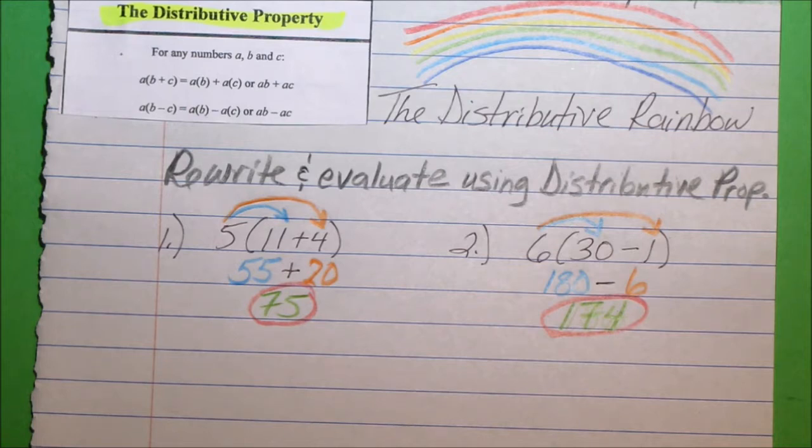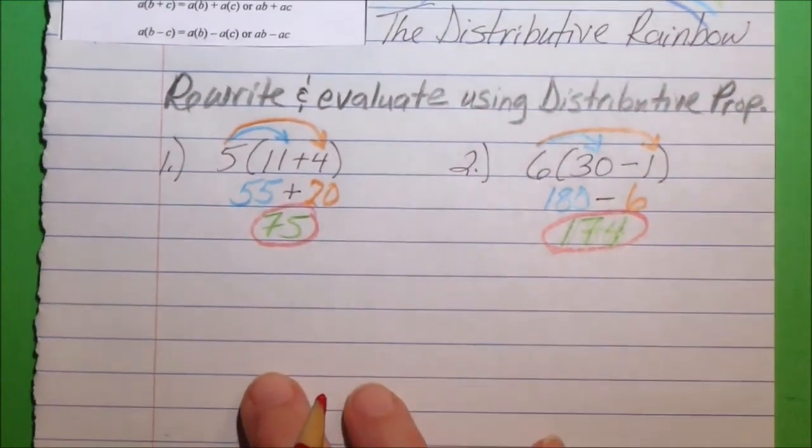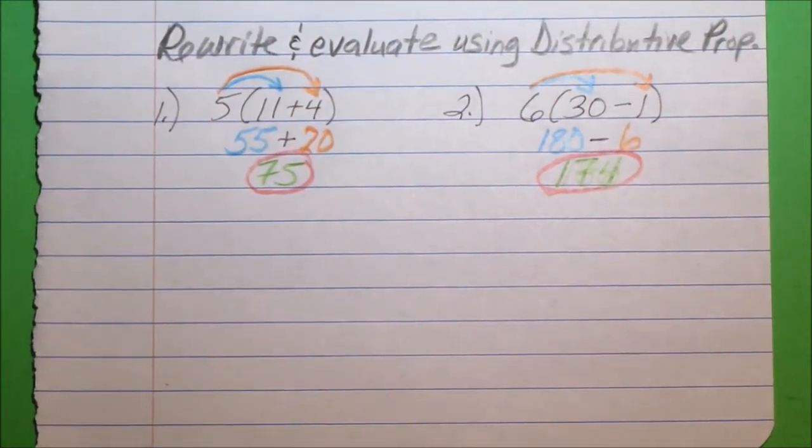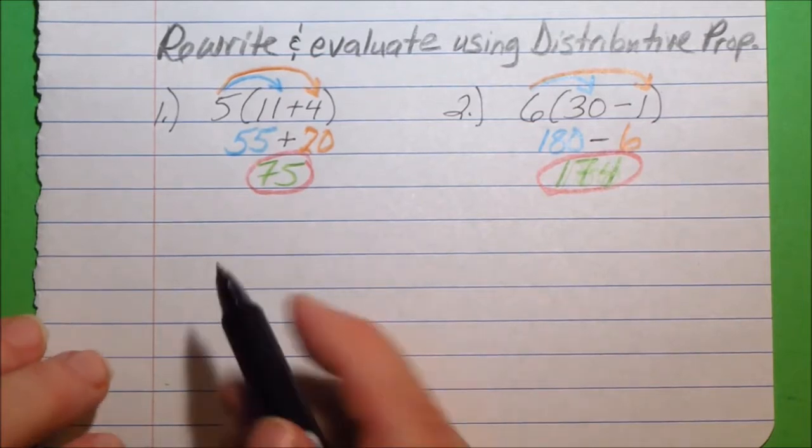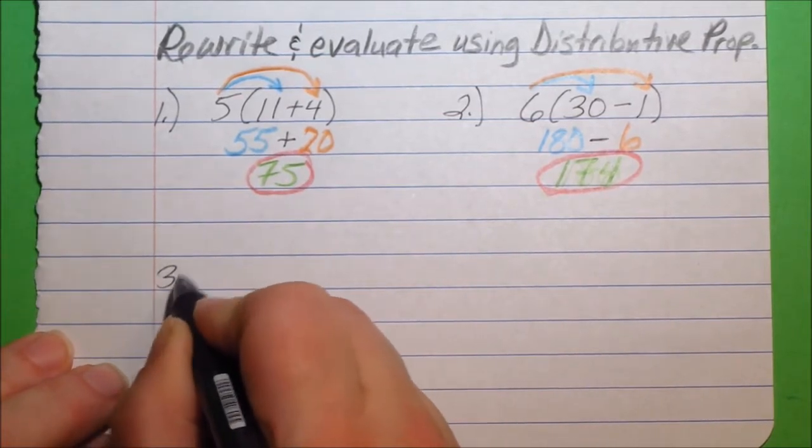174. All right, so let's do 2 more examples just to make sure we've got this. Looks so pretty with all our colors, doesn't it? I know, it's kind of fun. These are fun.